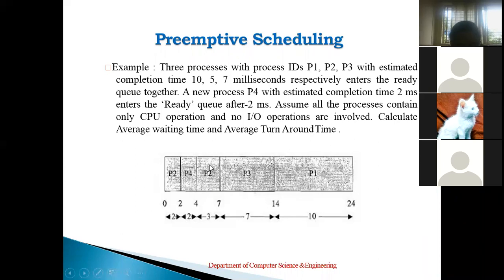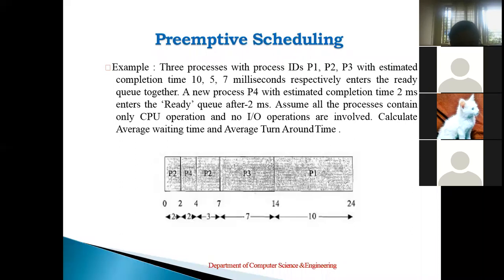Okay, what is the execution time of P2? First 2, then this 3, 5 millisecond. And tell me the timing. Yes, Rutuja, tell me. What is the timing for P3 and P4?